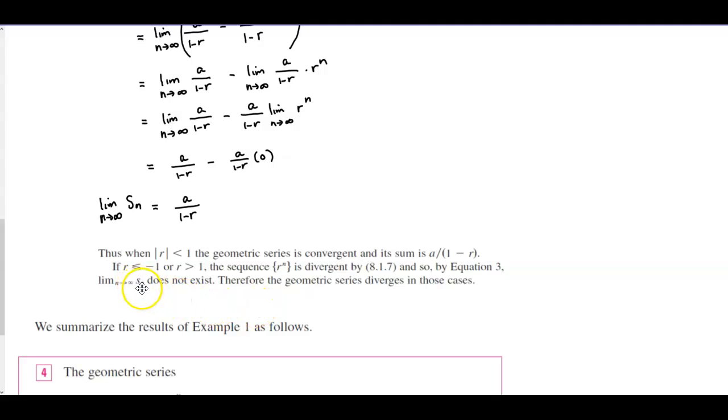If r is less than or equal to -1, or r is greater than 1, then the sequence r to the nth power is divergent by 8.1.7. And so by equation 3, the limit as n approaches infinity of that sequence does not exist. Therefore, the geometric series diverges in those cases.